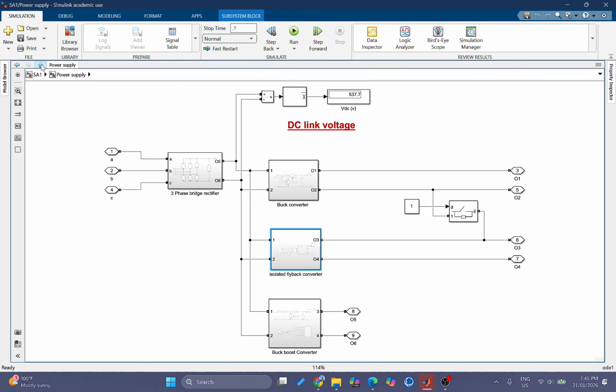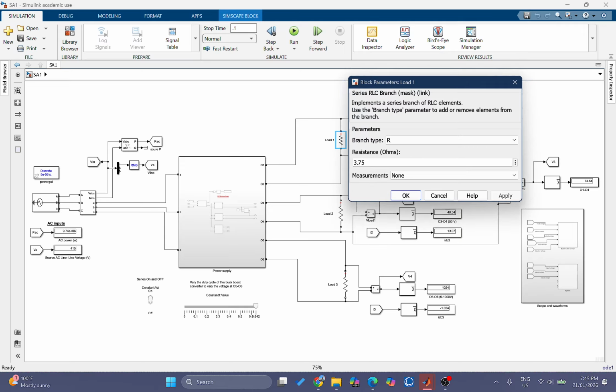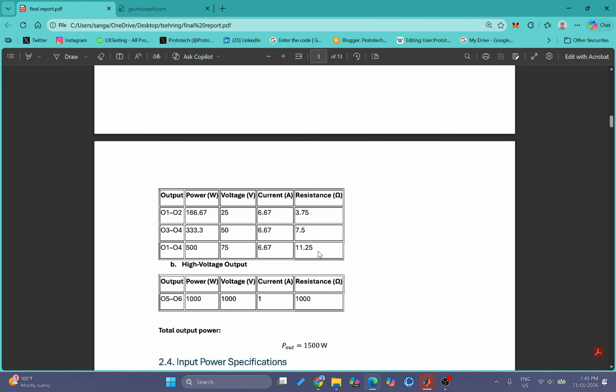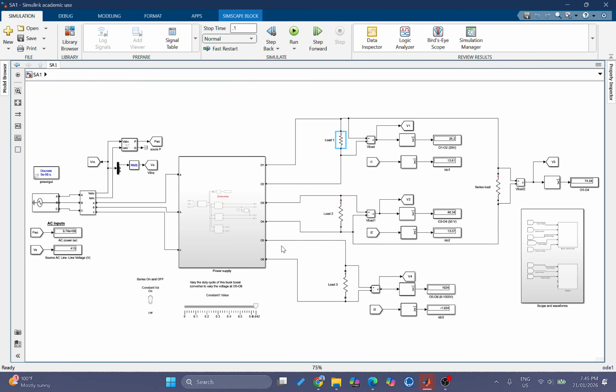Now, when I connect them together, I'm getting 74.54 volt, where I require 75 volt. And all the loads are connected here. Load 1 is 3.75, which we calculated, 3.75 here, and similarly other loads are provided.